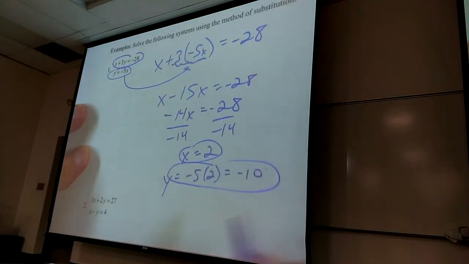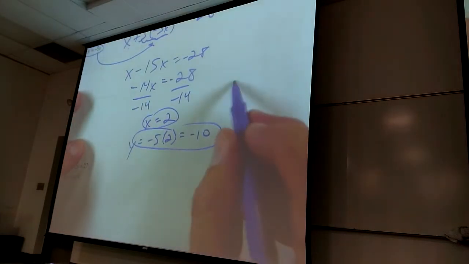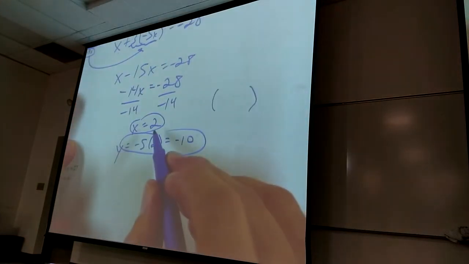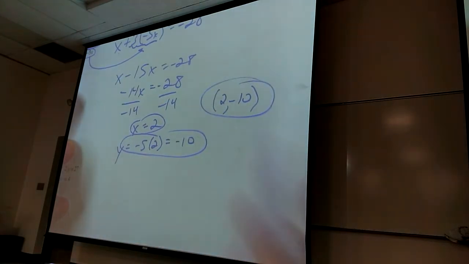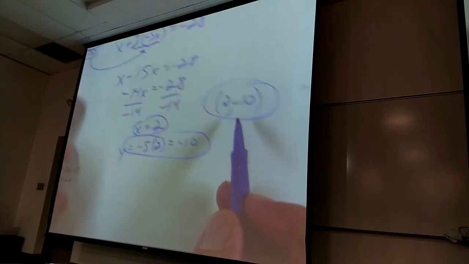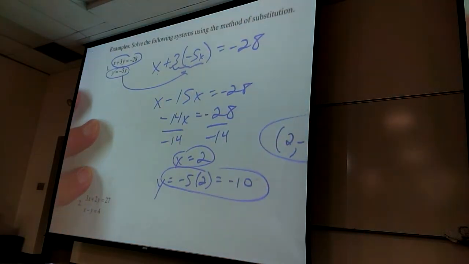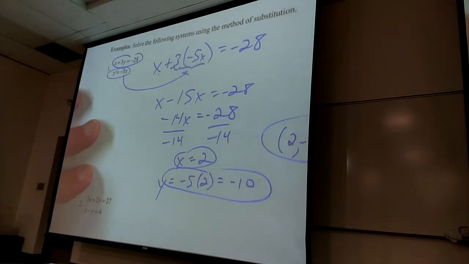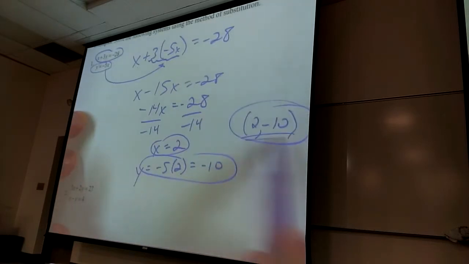Now if you stop there, I'm okay with it, but what's a slightly better way to put the answer? 2, comma negative 10. Why is that a slightly better answer? Because the answer to any system of equations will be a point, or a set of points if there's more than one answer. I won't take points off if you don't do this, but that's just a slightly better way to put it.